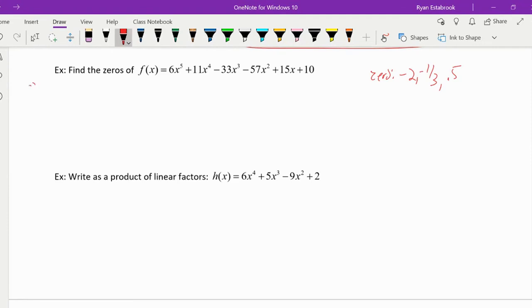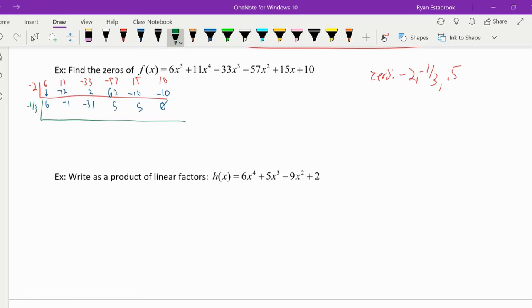Here's why I am going to go back to using synthetic division again. 6x to the fifth, 11x to the fourth, minus 33x cubed, minus 57x squared, plus 15x plus 10. Because -2 is a solution, it should give us a 0 at the end, and it should, more importantly, simplify down the original. I'll start going through this process. All right, so -2 worked. Then I'll try -1/3. It should work also, but it's going to, most importantly, simplify this down.